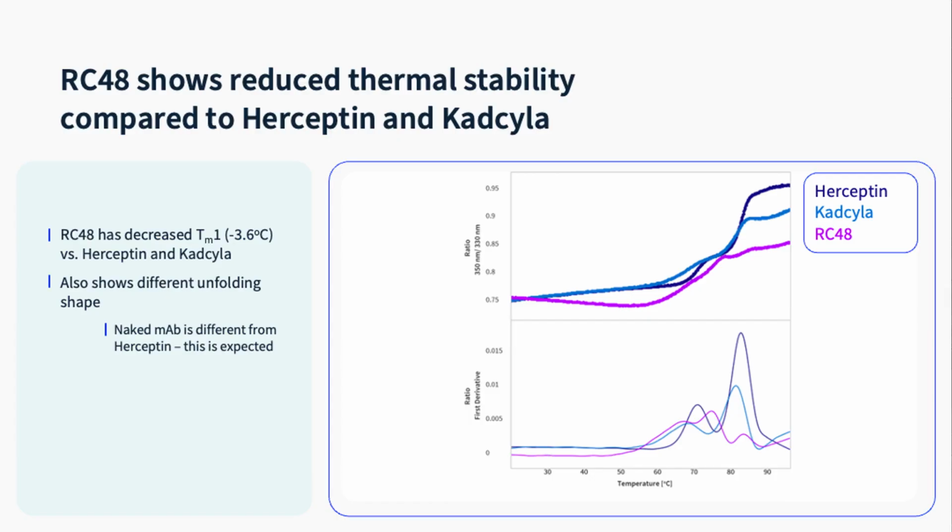So now this is the same data, but with RC48 added in, and that's the purple line that you see. So we can see that the TMs for RC48 are even lower, indicating that RC48 has lower thermal stability compared to both Herceptin and Kadcyla. We can also see that the shape of the unfolding curve is different, which does make sense because the naked antibody for RC48 is not Herceptin. So this is just a quick example of how the data resolution provided by the Panta can help you to get a better understanding of how conjugation affects antibody stability.